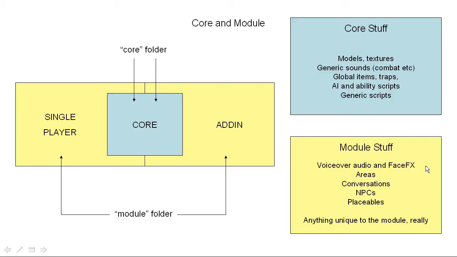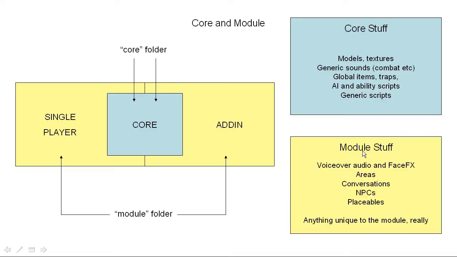Areas, conversations, NPCs, placeables, these are just more examples, and there are much more as well, of things that other modules will not need. So module stuff generally is unique to your module. Core stuff is things that are used by every module. And as such, if you deliberately want to modify things for every module, on the whole you'll want to change the core stuff. If you only want to do stuff for your module, it'll just be things in module.